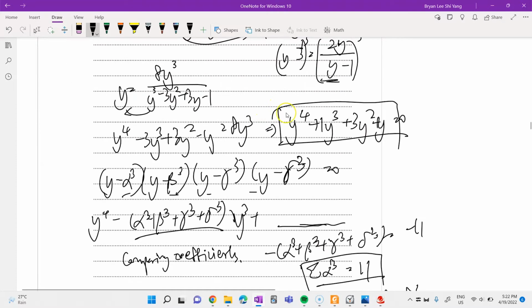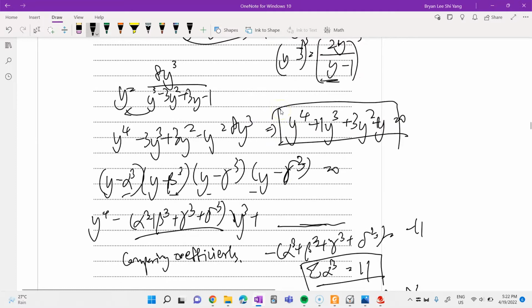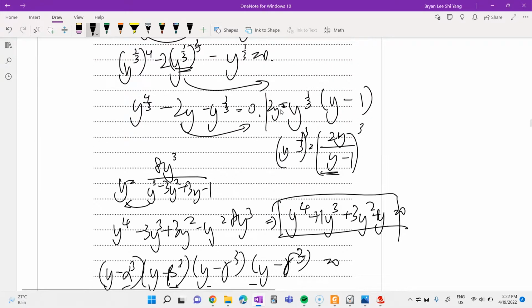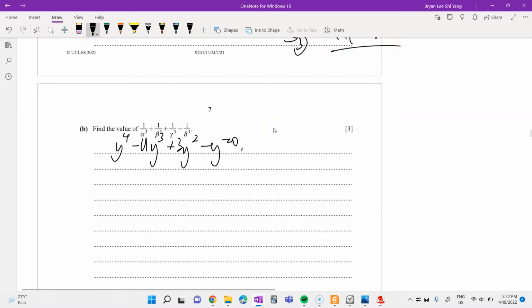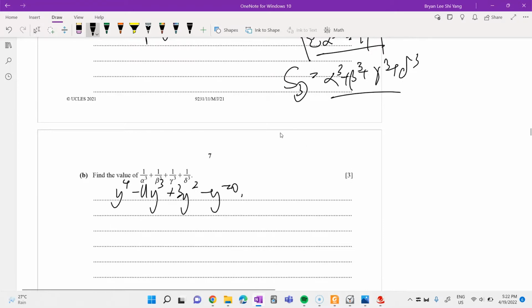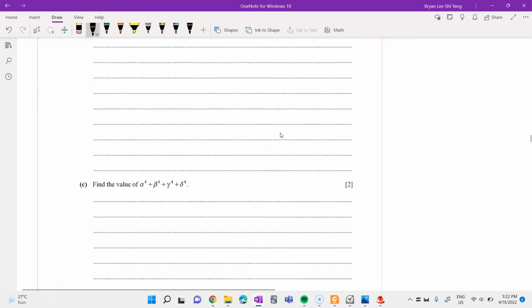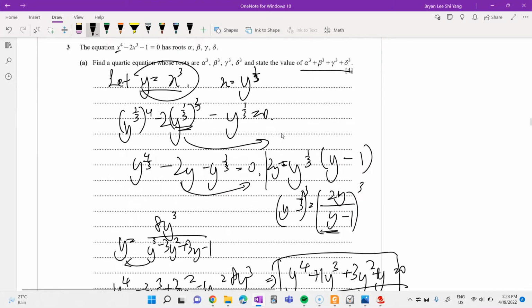So recall our last equation: y to the 4th minus 11y cubed plus 3y squared minus y equals 0. And then, wait, something amiss? I do feel like something's amiss. I think I'll do C first. Find the value of alpha 4th plus beta 4th plus gamma 4th plus delta 4th.